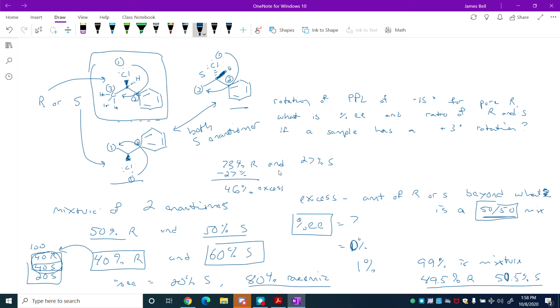Because for every 27 S's, I want to subtract 27 R's, because the 27 R's and 27 S's make up the 50-50 part. And by subtracting the amount of R that matches with the S to make the 50-50 part, the remaining amount after I subtract is going to be the amount in excess. So that would be 46% excess, and then 54% racemic.